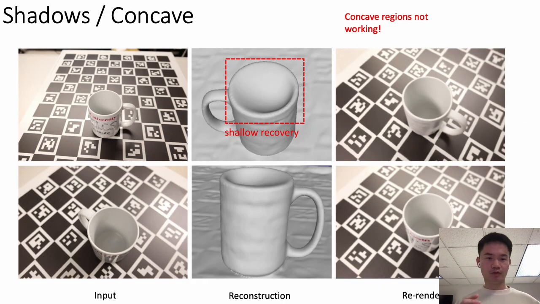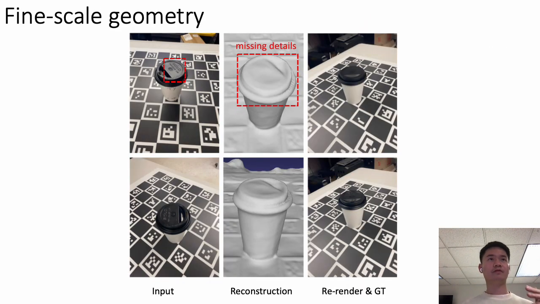The second example is a concave cup. We can see the recovery looks way shallower than the real shape. I guess there are two reasons. The first, the texture for the inside of the cup is weak. Second, it's hard to use boundary cues for the recovery of the inside of the cup. The final example is about fine-scale geometry. See the text on the cup lid. We can see the reconstruction algorithm failed to produce this.